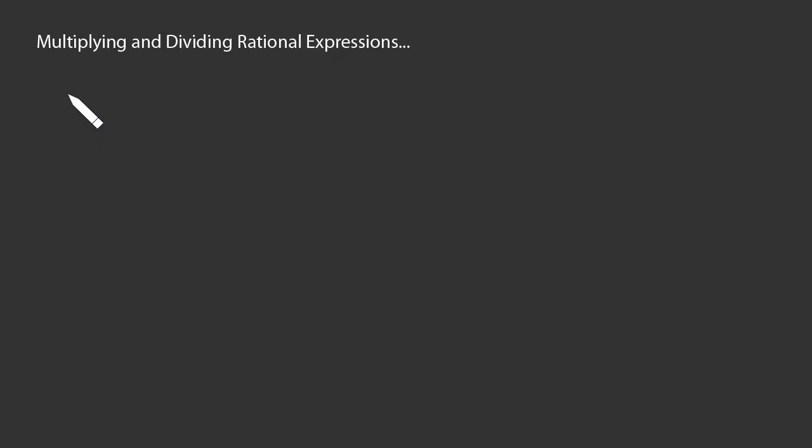Okay, now let's look at a couple of examples of how to multiply and or divide rational expressions. So, as our first example, let's consider the product of (x squared minus 25) over (x squared plus 4x plus 4) times the rational expression (5x plus 10) over (3x plus 15).